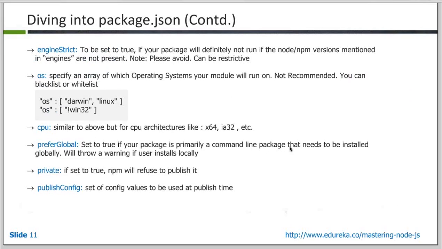Your package is primarily a command line package that needs to be installed globally. This will throw a warning if a user installs it locally. So we never set this property if I'm not wrong. We generally use the libs property inside your package.json to make it globally available.